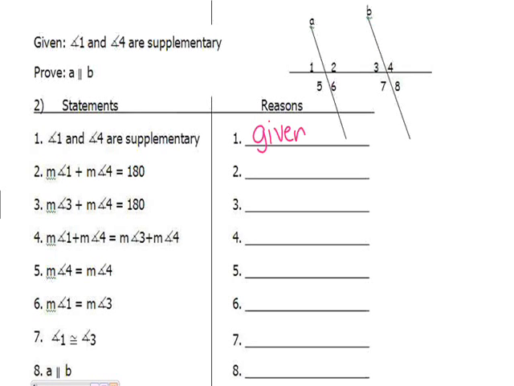So it's a good thing that we have been given that. All right, and then I'm told that the measure of angle 1 plus the measure of angle 4 is 180 degrees. Well, if they're supplementary, their measure is 180. That is the definition of supplementary angles. Okay, and then I'm told that the measure of angle 3 plus the measure of angle 4 equals 180 degrees. Well, that's true. It's true because they are a linear pair, and linear pairs are supplementary.